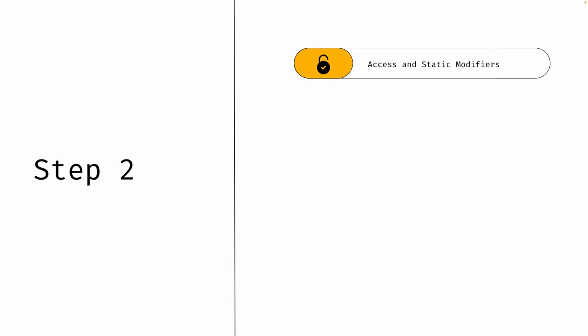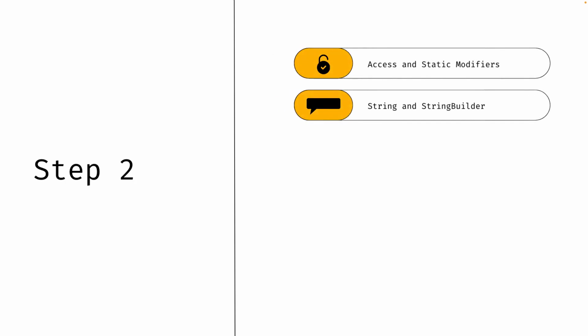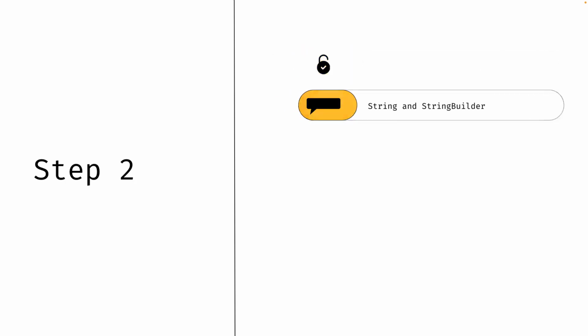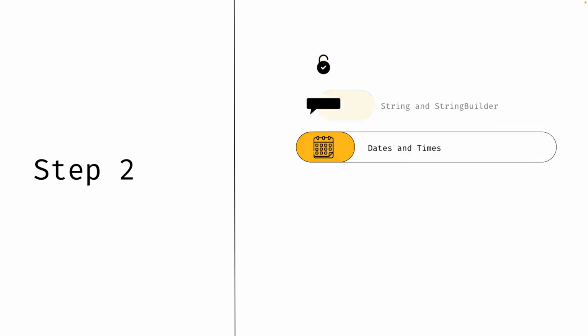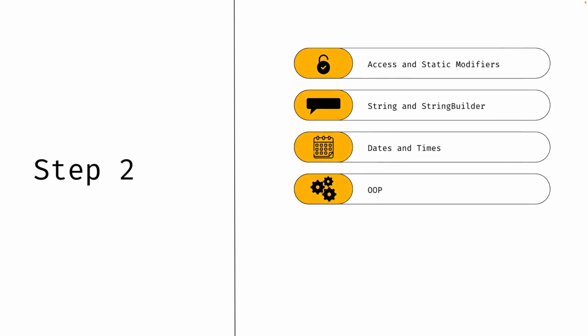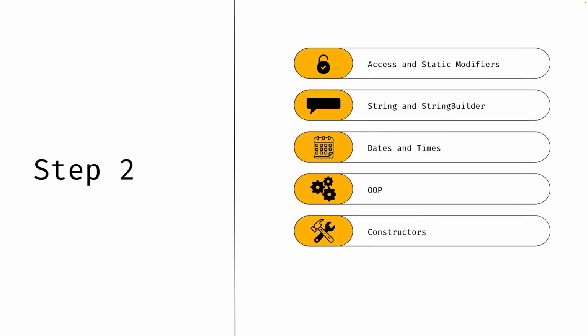This includes some concepts that might sound very difficult right now. For example, we'll be talking about access and static modifiers. We'll also be dealing with the String and StringBuilder class. And we'll see dates and times in Java. And we even introduce object-oriented programming, OOP. And we'll deal with constructors.